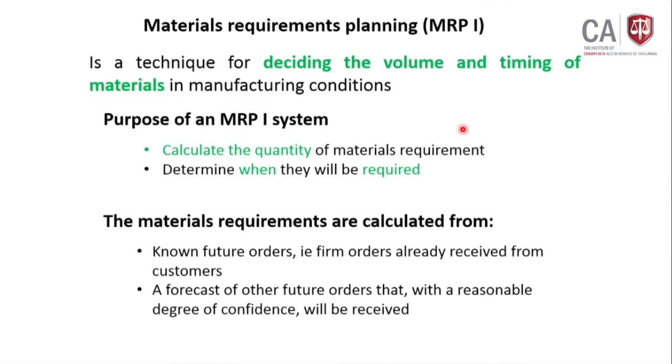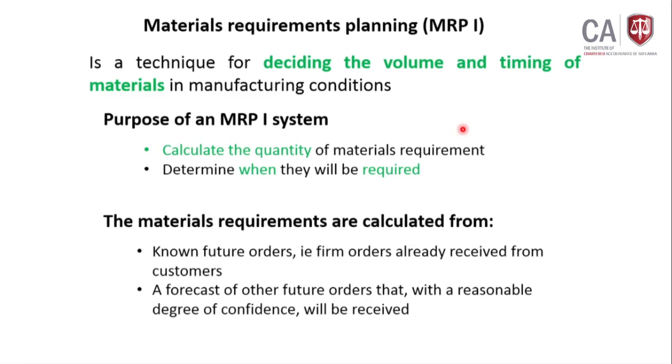This is a very good topic, material requirement planning. What is material requirement planning? It's a technique for deciding the volume and timing of materials in manufacturing conditions. This is in the manufacturing environment, so especially this is used in most factory environments. This was established sometime back, around 1970. The first establishment was done then, and this is used for planning the materials.